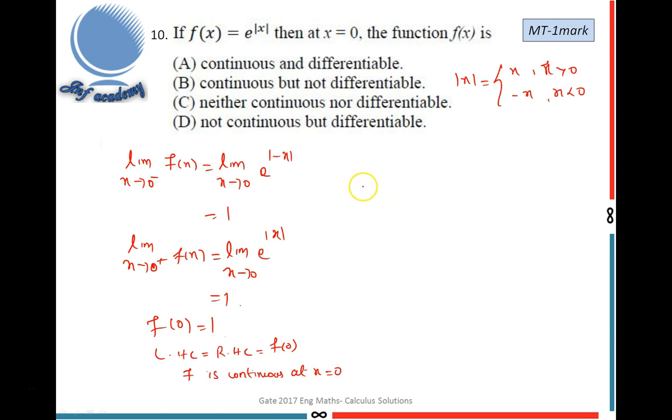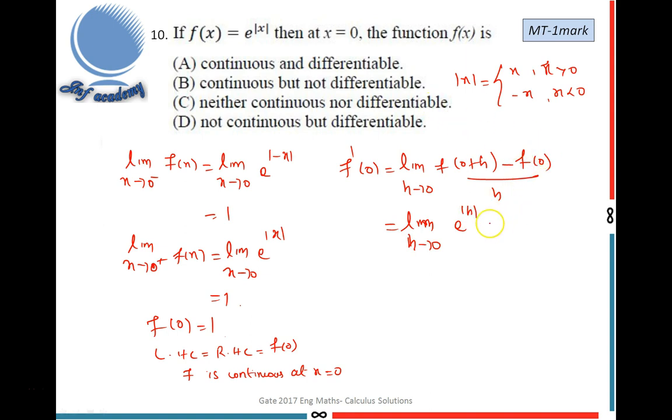Next I check differentiability. By the definition of differentiation, the derivative is limit h tends to 0, f of 0 plus h minus f of 0 divided by h. Here at x equal to 0 only, so I took f dash of 0. Here f of 0 plus h is f of h. f of h is e power modulus h, minus f of 0, which is 1, divided by h. I substitute the limit, I got e power 0 also 1, 1 minus 1 is 0, 0 by 0. This is indeterminate form.